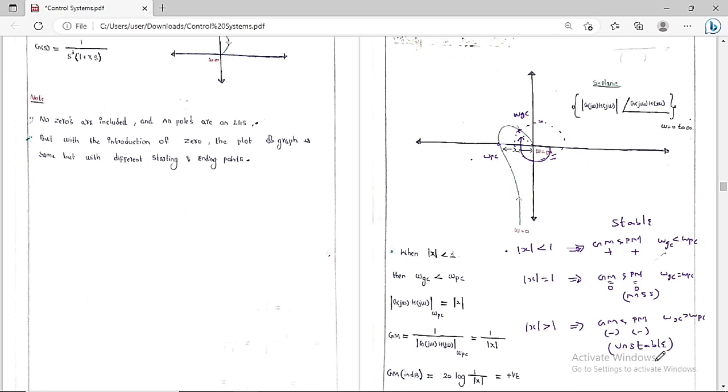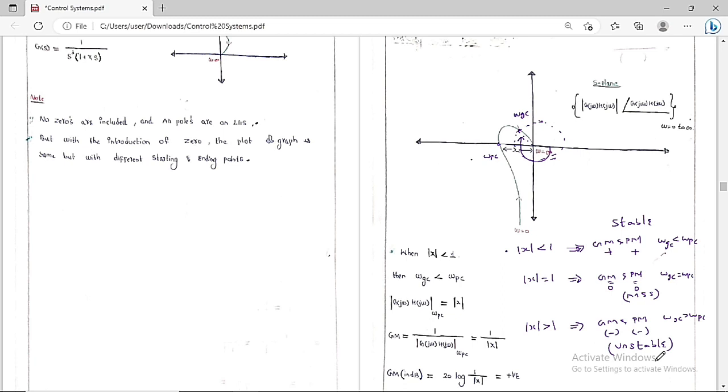So finally, in simple words, whenever the polar plot is not going to enclose the minus 1, 0, the system is said to be stable. Therefore the gain margin is positive, the phase margin is positive, and the gain crossover frequency is lesser than the phase crossover frequency. Whenever the polar plot is going to touch the minus 1, 0, then the gain margin is equal to 0, the phase margin is equal to 0, the gain crossover frequency is equal to the phase crossover frequency, and the system is said to be marginally stable.